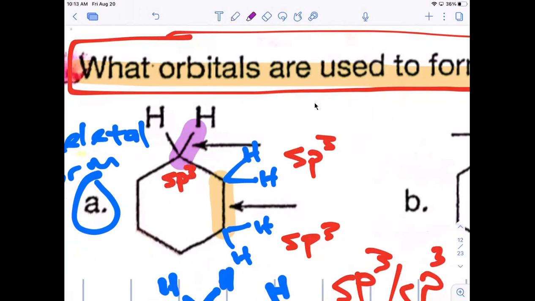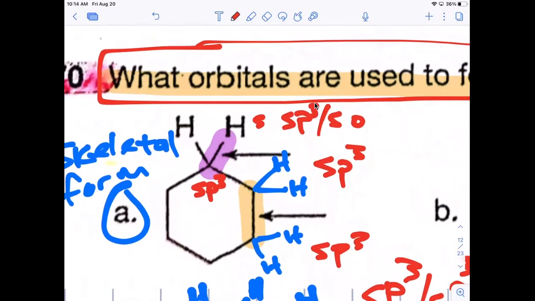And then the hydrogen, it's a 1s orbital with 1 electron, right? So it can't hybridize because it doesn't have any orbitals to mix with. So the hydrogen itself is just s, right? It's just an s orbital. So what overlap is happening there? sp3 s. Good, sp3 s overlap. Very good.